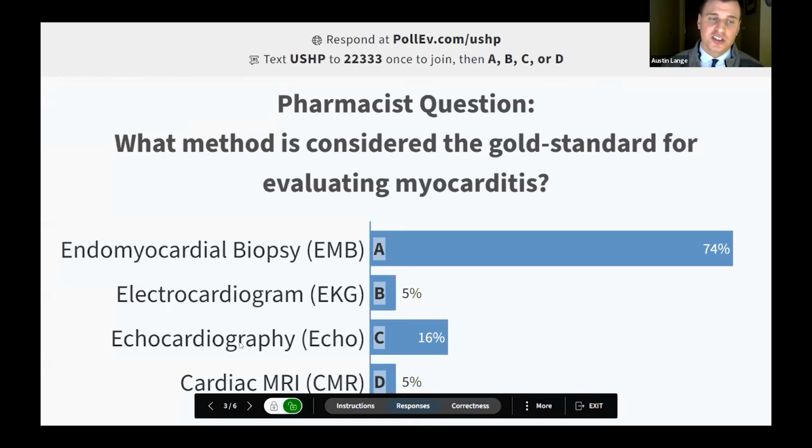And again, most of the confirmed cases of COVID-19 myocarditis come from cardiac MRI. There are very few with EMB, and that's just because of the invasiveness and the lack of change in treatment that you would do.